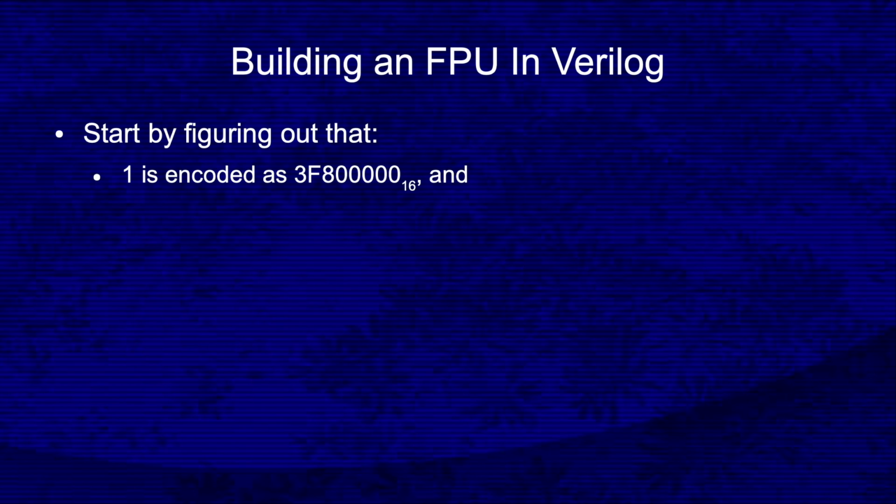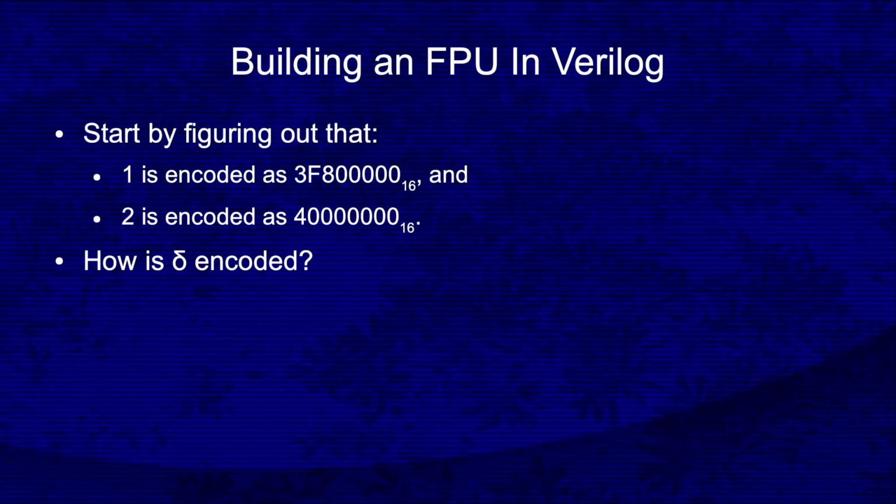The binary 32 value for 1 is encoded as the hexadecimal value 3F800000, and the binary 32 value for 2 is 40000000. You might think that I then looked for the binary 32 encoding of delta. I didn't. I used what one of my favorite podcasters refers to as blunt force trauma.